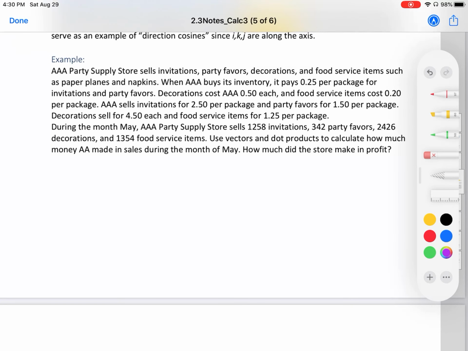Let's do an example. AAA party supply store sells invitations, party favors, decorations, and food service items such as paper plates and napkins. When AAA buys its inventory, it pays 25 cents per package of invitations and party favors. Decorations cost 50 cents, and food service items cost 20 cents.